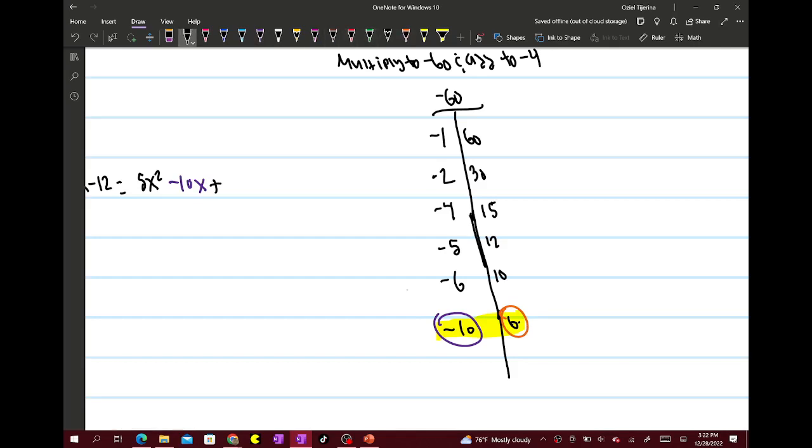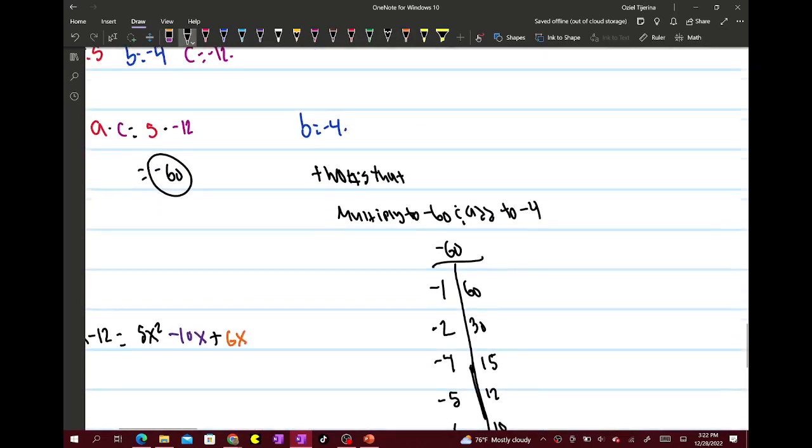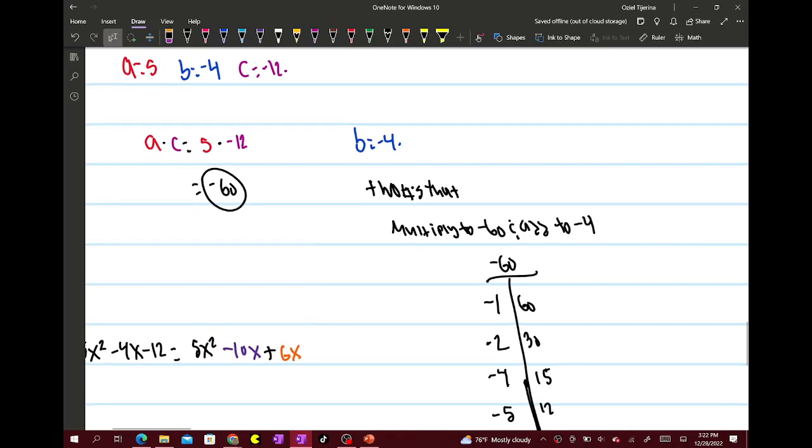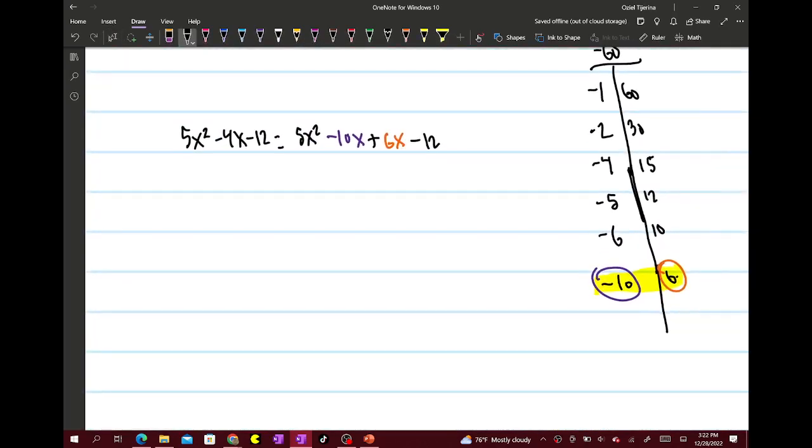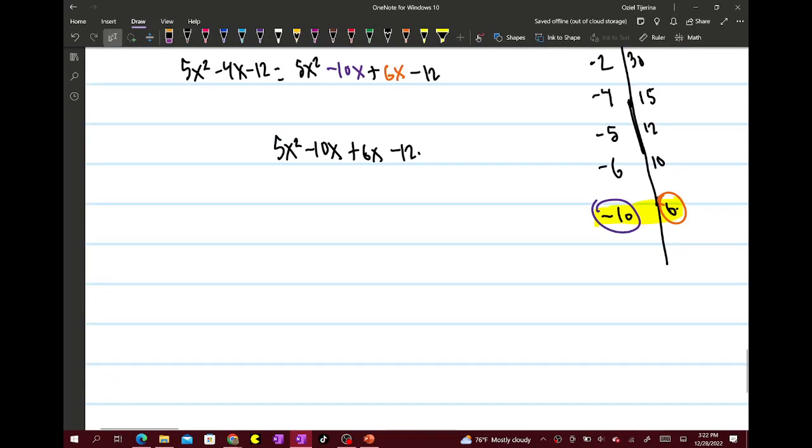plus 6x, and then whatever is our c value, which is minus 12, right? So minus 12. And now we're just going to solve it by factoring. So we have 5x squared minus 10x, and then plus 6x minus 12. This is just 5x squared minus 10x plus the quantity 6x minus 12.